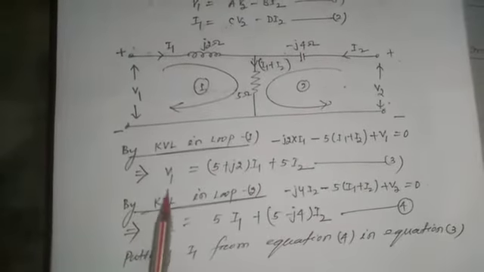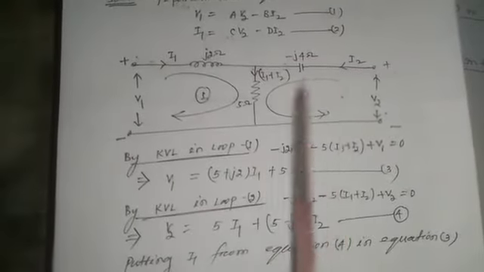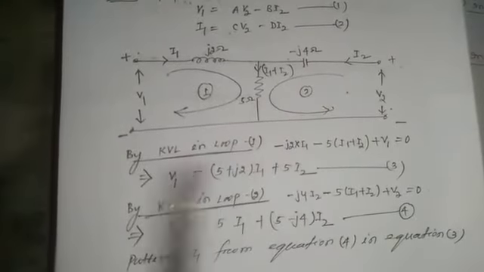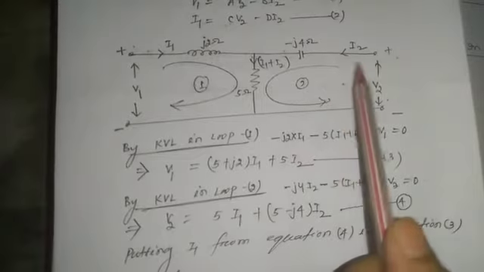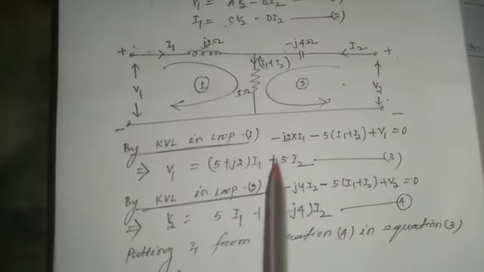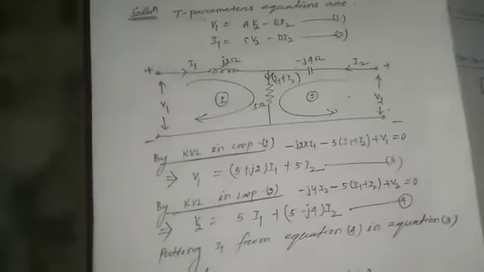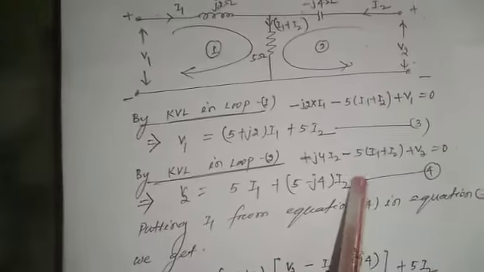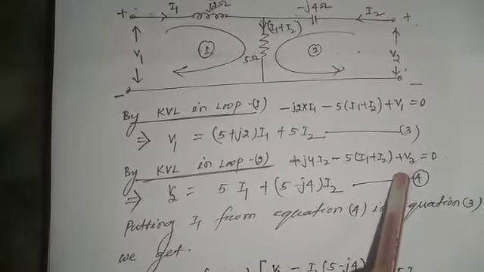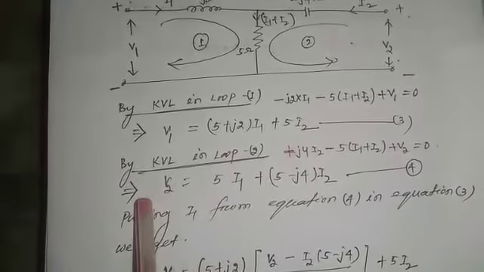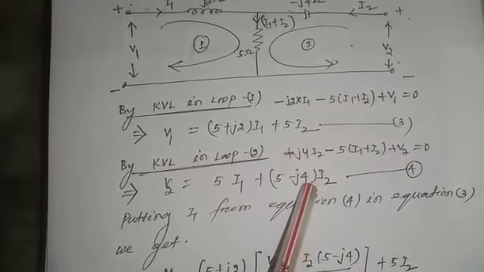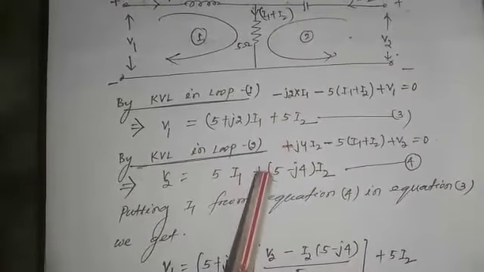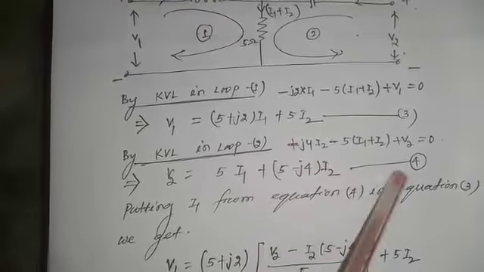Similarly, if you apply Kirchhoff's voltage law in loop 2, in this loop, you can get minus, and this one is minus minus plus j4 into I2. You see here, this one is plus j4 into I2 minus 5 into (I1 plus I2) plus V2 is equal to 0. You take V2 on this side and the rest on the right-hand side, that is minus j4, and this one is plus. If you rearrange this equation, you can get V2 is equal to 5 I1 plus (5 minus j4) into I2. That is your equation number 4.